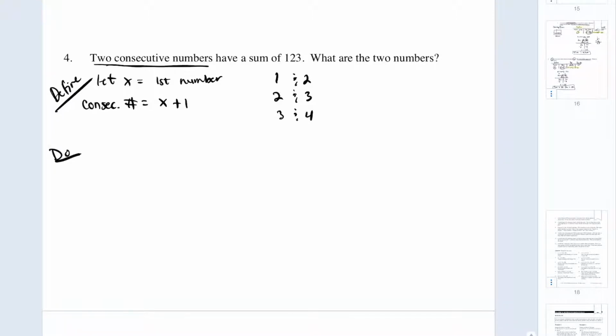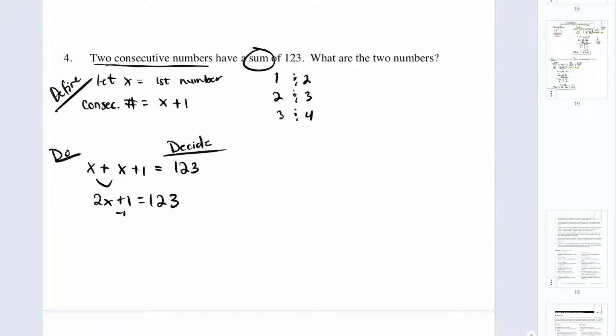Okay, so what am I doing to these expressions? Well, that tells me what to do right there. They have a sum. So it looks like I'm going to be adding these two expressions together. So I'm going to be adding x plus x plus 1, and that should equal 123. And then this is my decide here. And there we go. Let's go ahead and combine like terms. I have two x's, so I should write 2x plus 1 is equal to 123. Subtract 1 from both sides. These ones cancel out, so I bring down my 2x. 123 minus 1 is 122. Then I'm going to divide both sides of my equation by 2, and x is equal to 61.